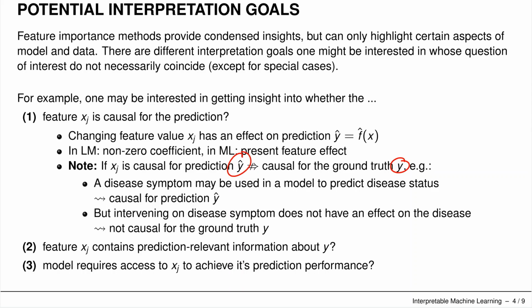As an example, consider disease symptoms, which a model might use to predict the disease status. So you might be coughing and use this information to predict your COVID disease status. That means causal for the prediction y hat. But intervening on a disease symptom does not have an effect on the disease. So that means that it's not causal for the ground truth y. If you stop your coughing, that doesn't mean that you're not COVID positive anymore. So that's a very important distinction when we talk about causal here.